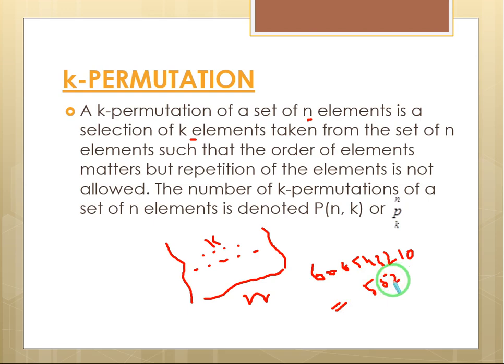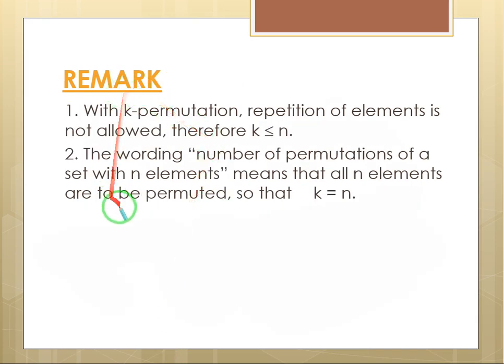Repetition is not allowed. The number of k-permutations of a set of n elements is denoted by this formula. So once you have n elements, the permutation is the selection of k elements. This is called the formula of permutation. Some remarks for permutation: with a k-permutation, repetition of elements is not allowed. This is the first thing.